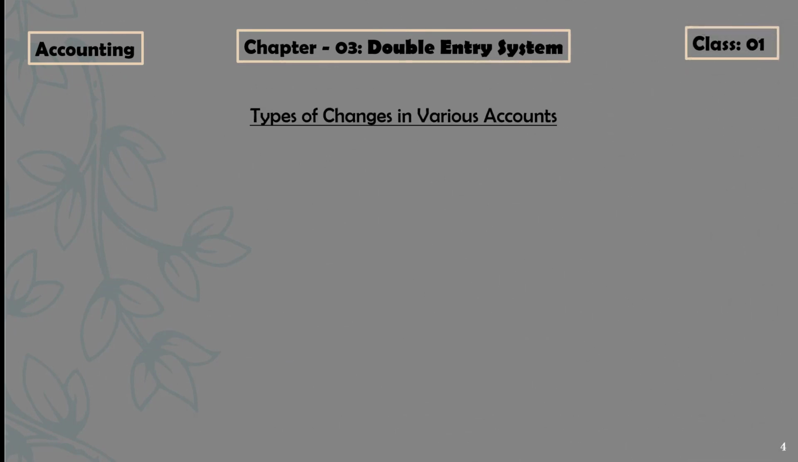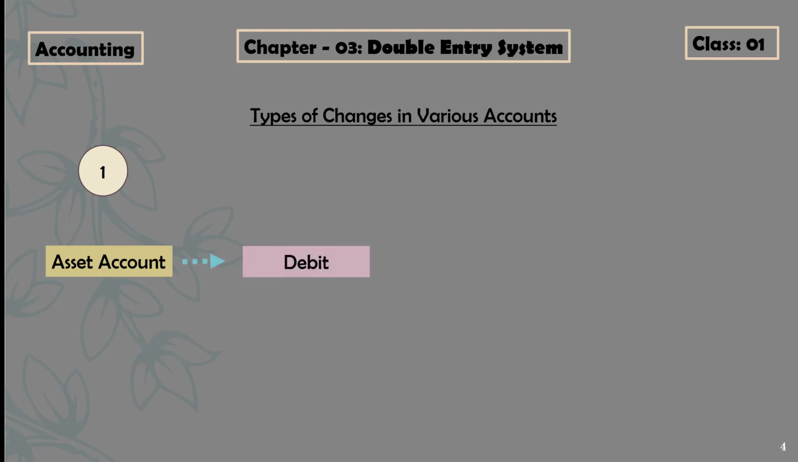Types of changes in various accounts. There are various changes. Let's see. Number 1, asset account. Usually an asset account is a debit account. You have to remember this. Asset account is a debit account.